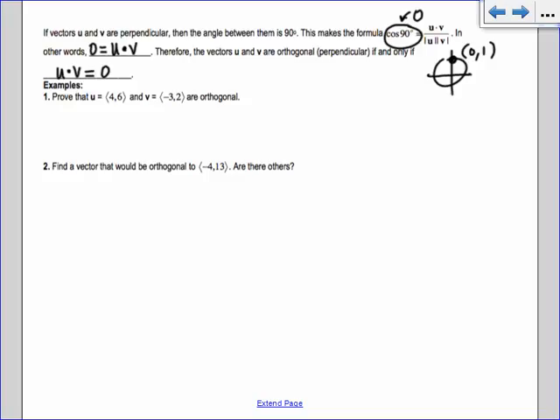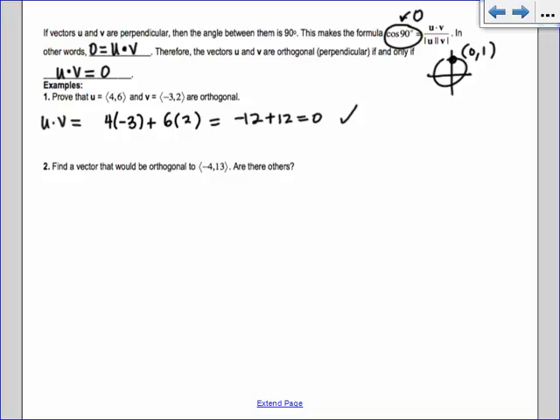Okay, so it says prove that u and v are orthogonal. Okay, so if we're proving that they're orthogonal, then we're going to have 4 times -3 plus 6 times 2. So I'm doing the dot product. Maybe I should write. So I get -12 plus 12. So I get 0. So yes, that means that they are perpendicular or orthogonal.